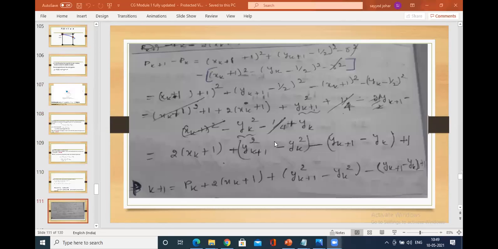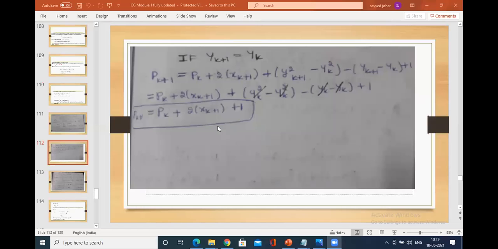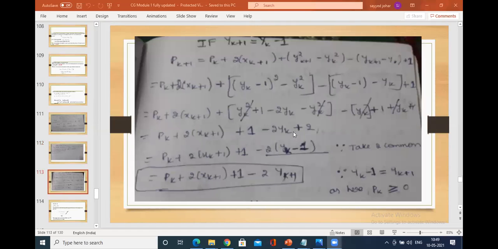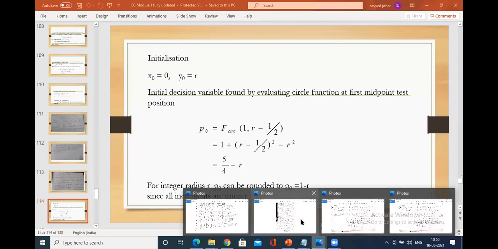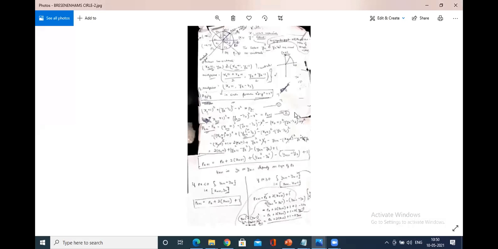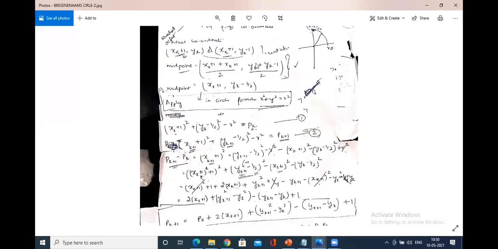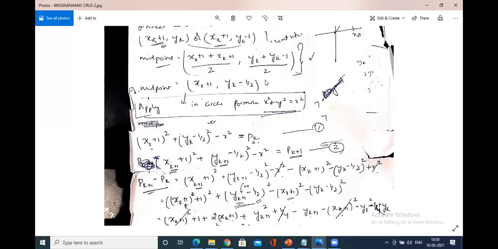The initial parameters and the derivation have been given, and I have also given you in the Google Classroom a sheet wherein the complete derivation is there. Today we just focus on one of the problems and how the initial decision parameter is obtained. This is the derivation that you have. All of you just try to understand this.